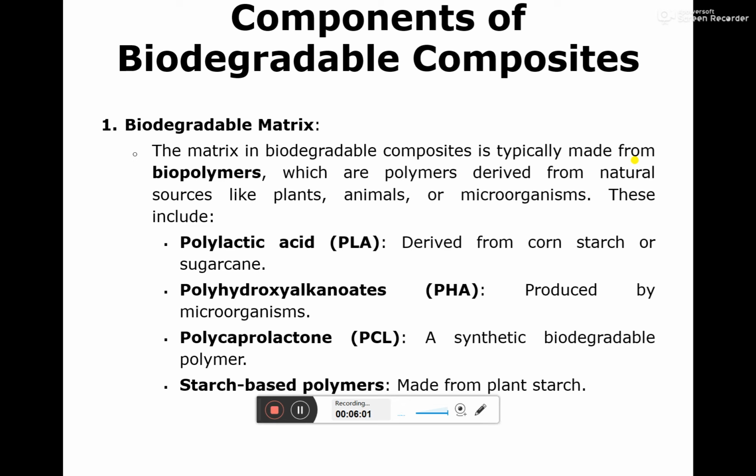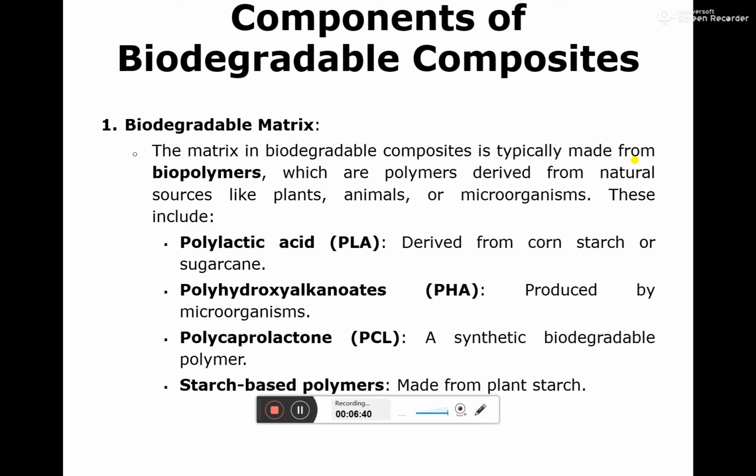Some examples are polylactic acid, PLA, one such biopolymer resin. We can also use PHA, another biopolymer resin, or PCL, and different plant starch resins can also be used as the matrix material for biocomposite preparation.